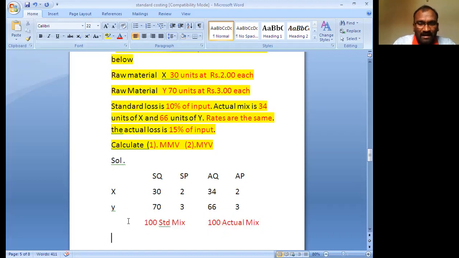Next, you deduct the loss. Less: standard loss. How much percentage is given in the problem? 10% is given. This 10% is calculated on the input. Here the input is 100, so 100 into 10%, you get 10 units. 10 units is the loss. Next, the actual loss: 15% is given. So 100 into 15%, you get 15 units of loss.